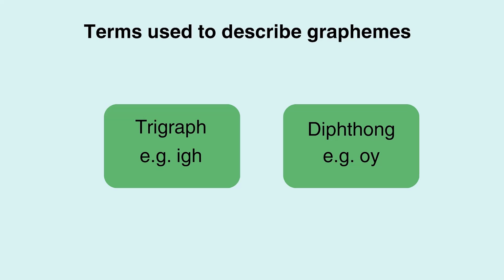The most common diphthongs in the English language are the sound OI, represented by the letter combination OY in boy, or OI as in coin, and the sound OW, represented by OW as in cow, or OU as in cloud.